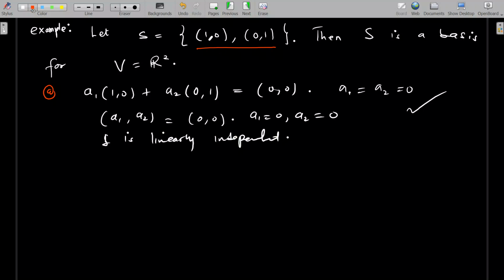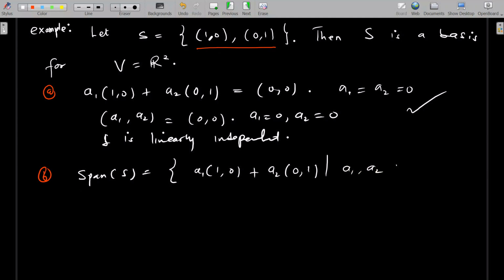Now the second part that we are supposed to show is that the span of S gives the entire R2. So what is the span of S? The span of S here will be defined as a scalar multiple, A1 times (1, 0) plus A2 times (0, 1). If you've watched a video on linear combinations, then the span of a given set is simply the linear combinations you can get from the given set. Okay, so A1 and A2 are real numbers.